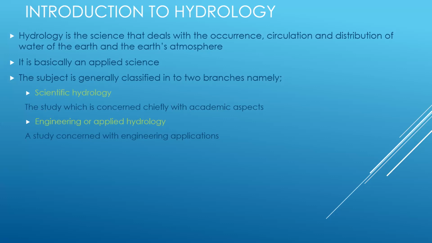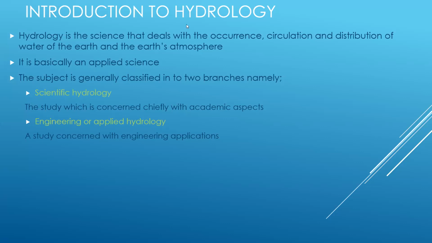Hydrology, as you have clearly understood from that video, is the science that deals with the occurrence, circulation and distribution of water on the earth and in the earth's atmosphere. So basically in hydrology, we study these three aspects on earth's surface: occurrence, circulation, and distribution. It is basically an applied science.